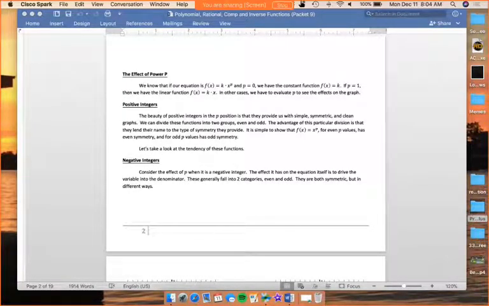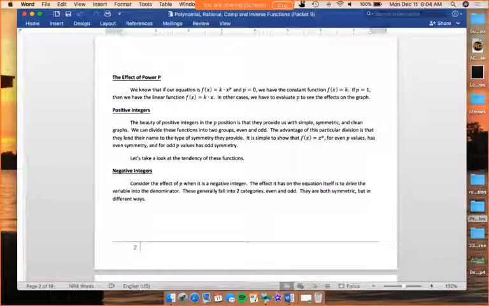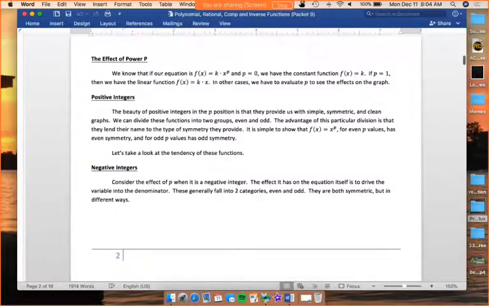The differentiator, though, what makes it a power function over a polynomial, or makes it a power function over an exponential function, is that the variable is in the base. With an exponential function, the variable is the exponent. With a power function, the variable is the base. So what we're going to start by looking at today is the effect that the exponent has on the function itself.